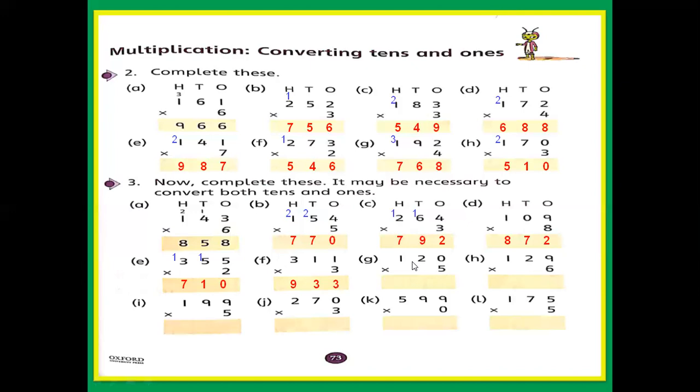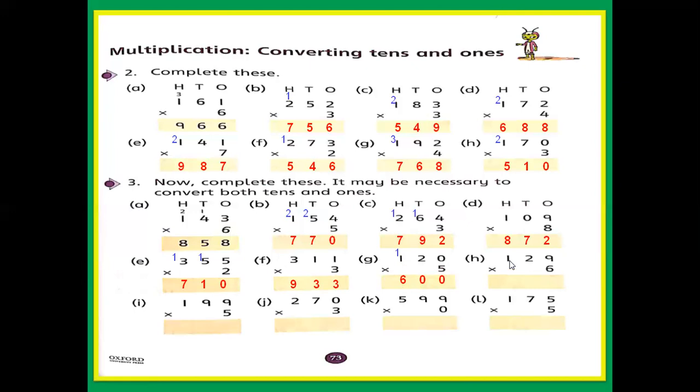Part G: 120 multiply 5. So 5 zeros are 0. 5 twos are 10. 1 will go to add into the hundreds. So 5 ones are 5 plus 1, 6. So 125 multiply 5, the answer is 600.